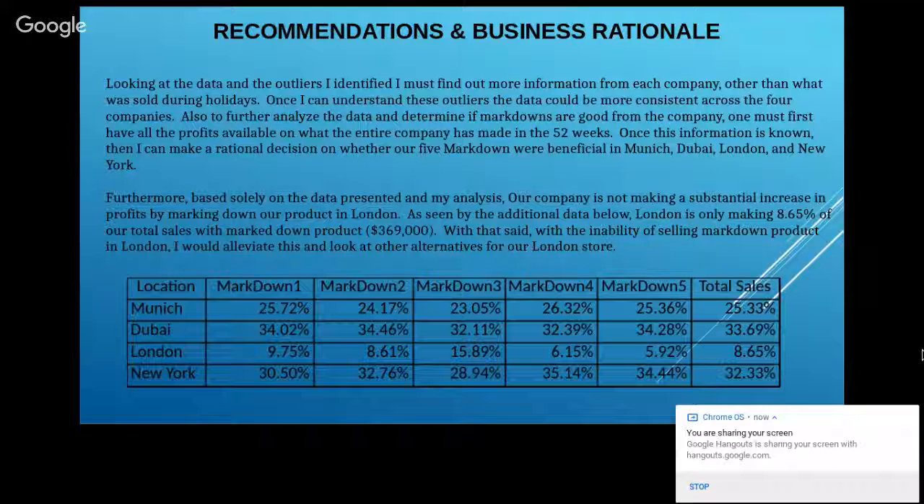Furthermore, based solely on the data presented in my analysis, our company is not making a substantial increase in profits by marking down our products in London. As seen by the additional data below, London is only making 8.65% of our total sales with markdown product, which equates to 369,000. With the inability to sell markdown products in London, I would alleviate this and look at other alternatives for our London store.